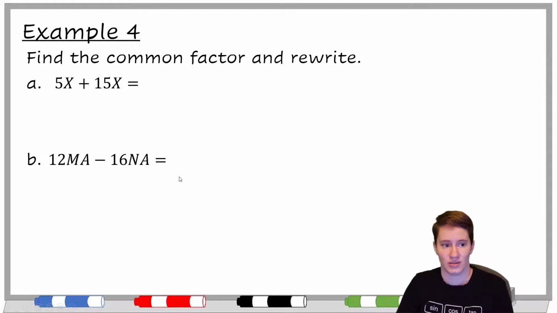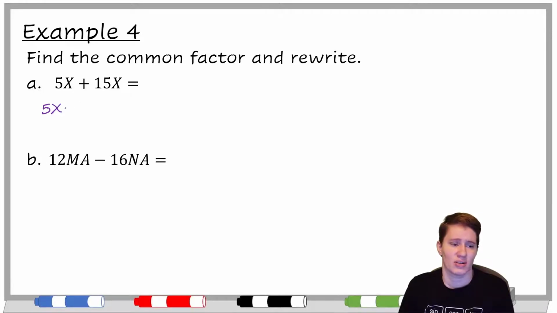Let's look at another one of these. So we have some things in common here. 5x plus 15x. We've got a 5 that can go into both of these, but we actually also have a letter that they both have in common, right? Both of these have x's. So we're going to be able to take out not just a 5, but also an x.